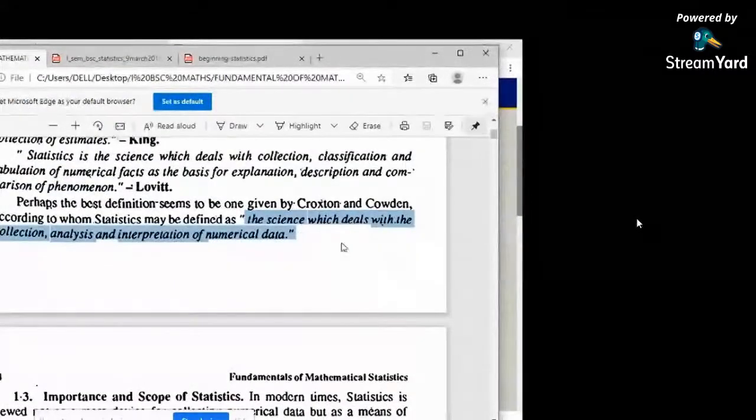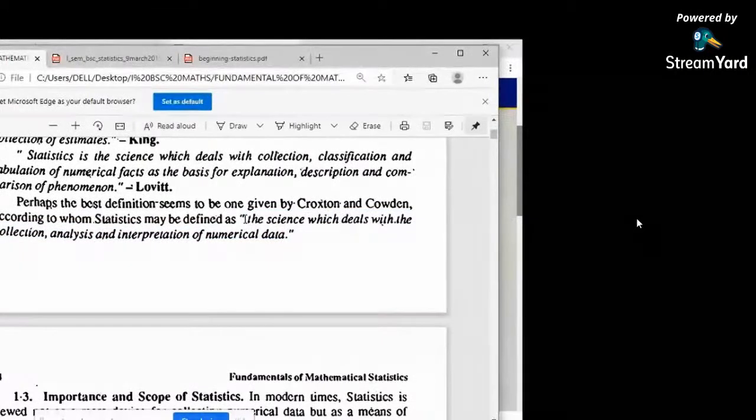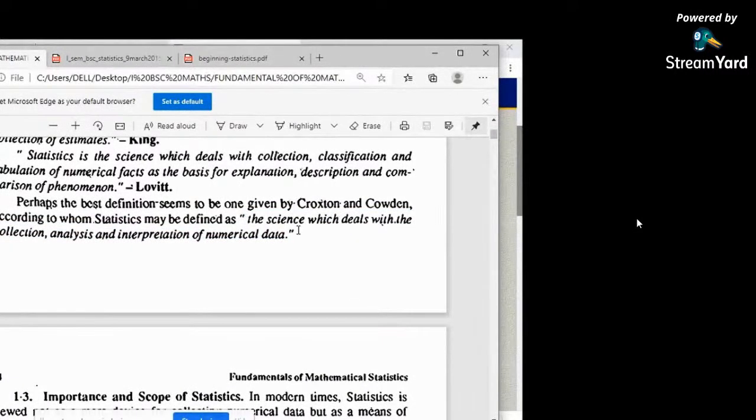So we can consider this as the definition: the science which deals with the collection, analysis, and interpretation of numerical data. That covers all the areas, not necessarily only physics, not necessarily only humanities, not necessarily otherwise. So we can use this definition in all areas. So we can take this as the definition of statistics.